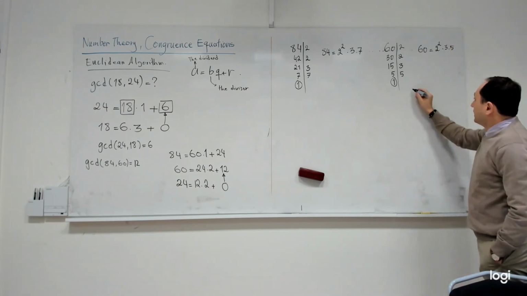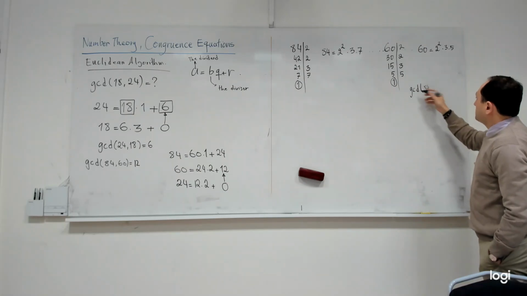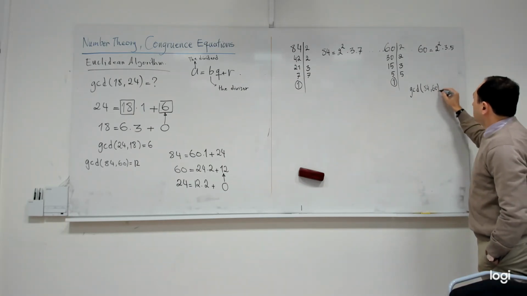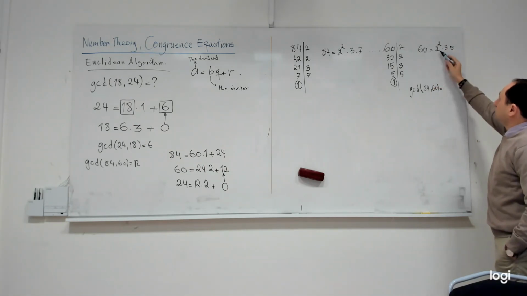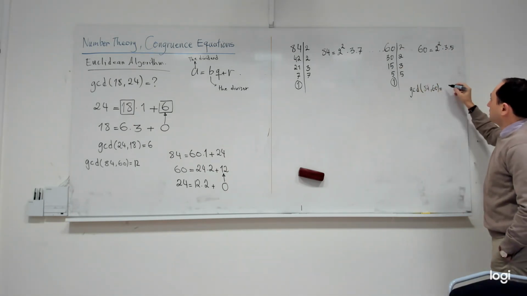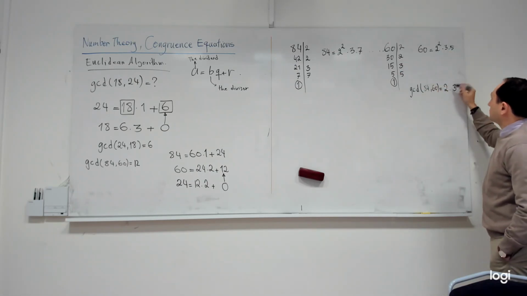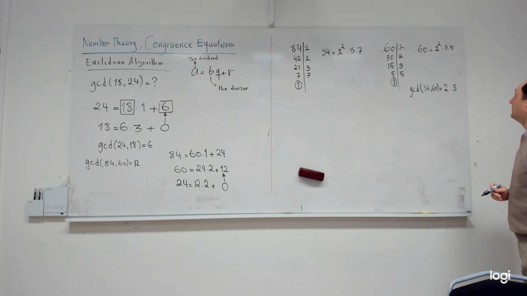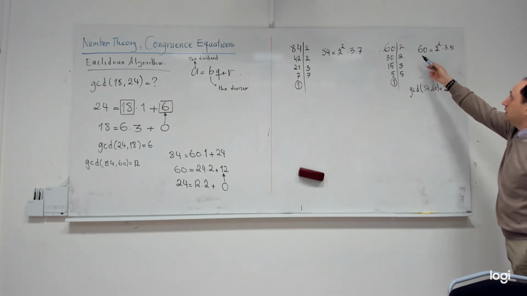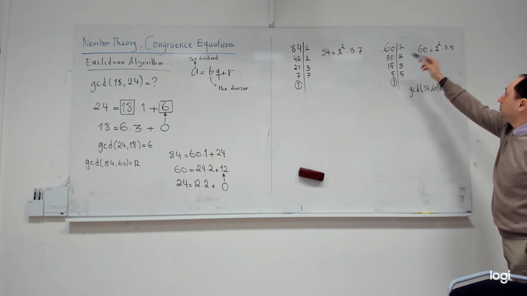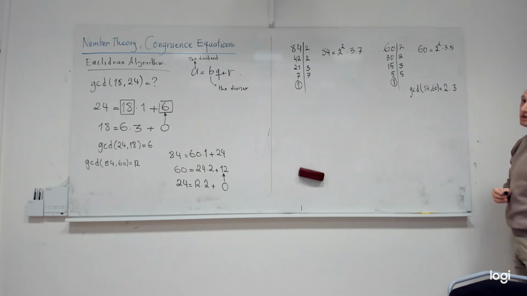Now, do you remember the recipe? If I ask you what is the greatest common divisor between 84 and 60, I need to find the common factors. 2 appears here and there, so that's a common factor. 3 appears here and there, so it's a common factor. But 5 is here but not there, so it's not a common factor. 7 is there but not here, so it's not a common factor. So these are the only common factors that I have.